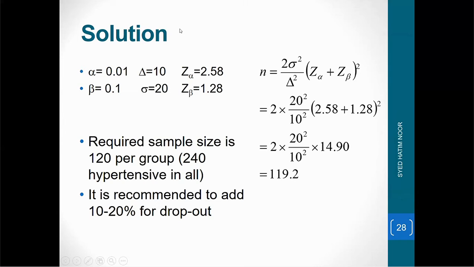The formula for calculating the final sample size is your sample size divided by 1 minus D, where D, for example, is your dropout rate. Say in my study I'm doing a questionnaire, so this is the dropout rate or non-response rate.